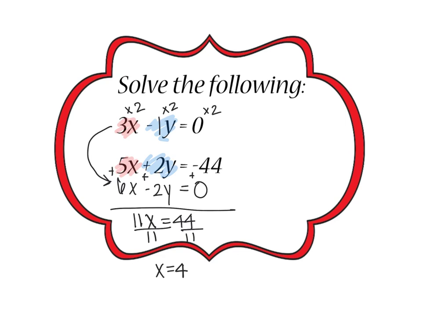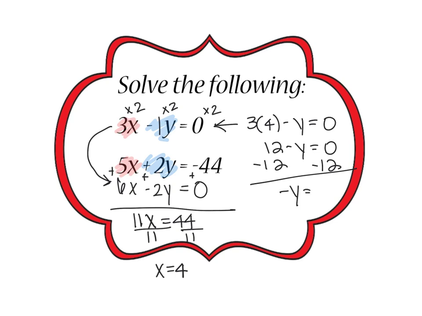Then I'm going to plug that back in. So I have 3 times 4 minus y equals 0. 3 times 4 is 12, minus y equals 0. I subtract 12 from both sides. I get negative y equals negative 12. And when I divide both sides by negative 1, y equals 12. So this ordered pair would be 4, 12.